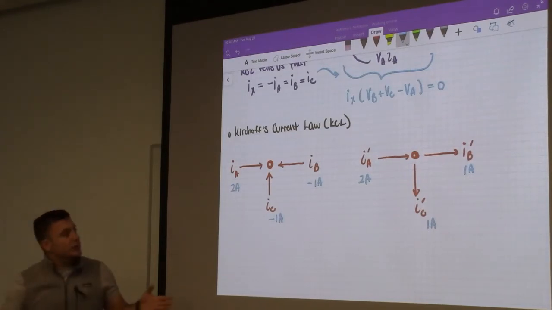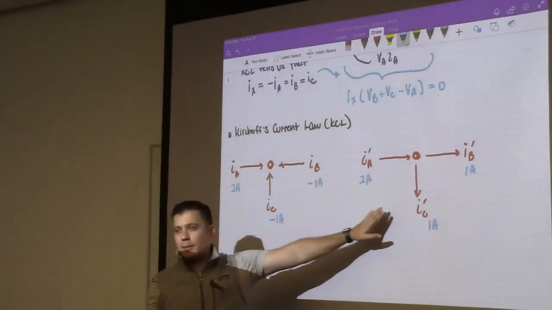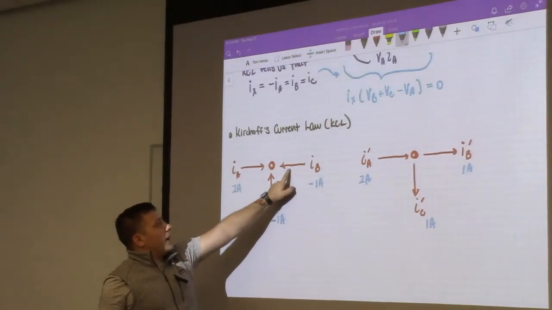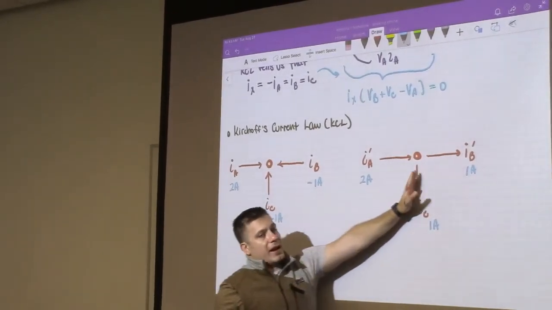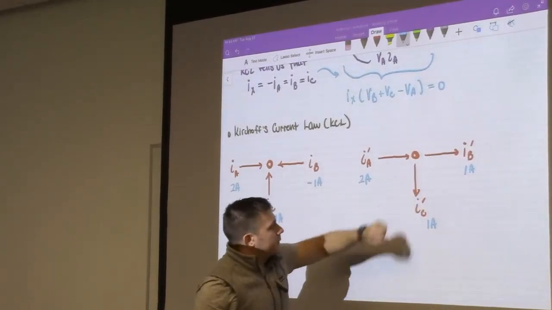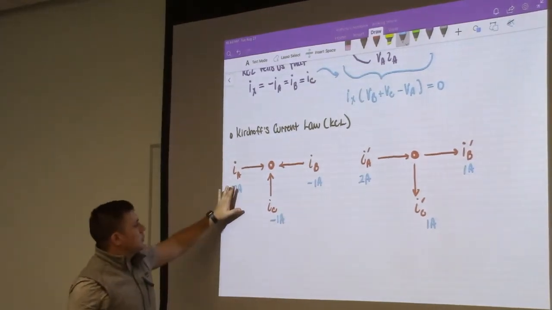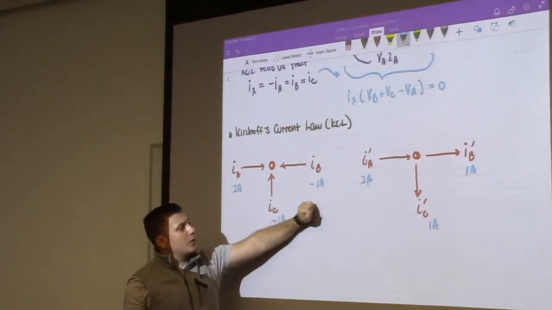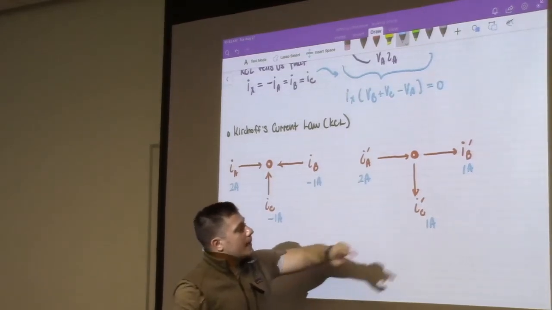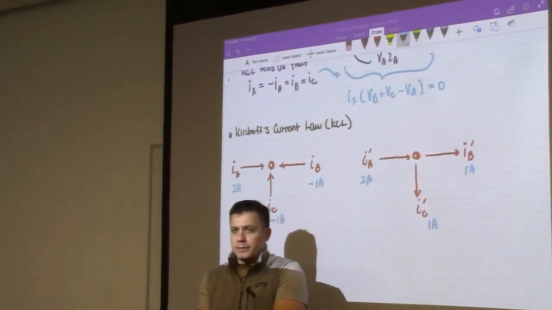Again, the left and the right are saying the exact same thing. Negative 1 amp heading into the node is the same as 1 amp leaving the node. Okay, so 2 plus negative 1 plus negative 1 equals 0, or 2 minus 1 equals 0.